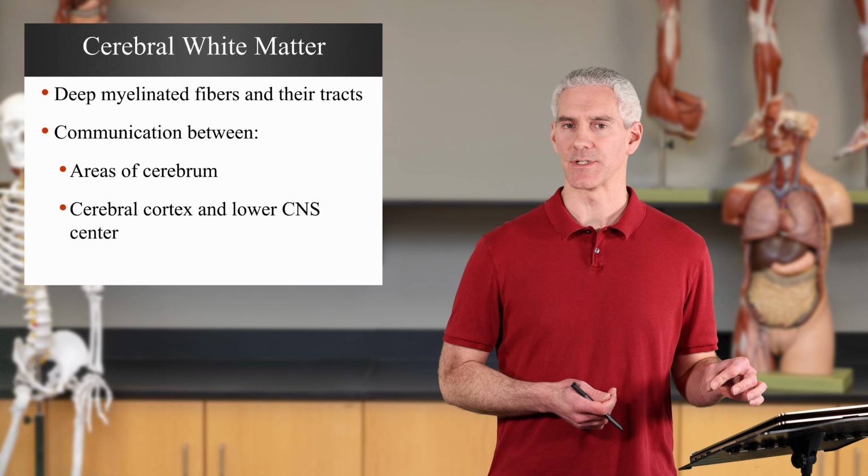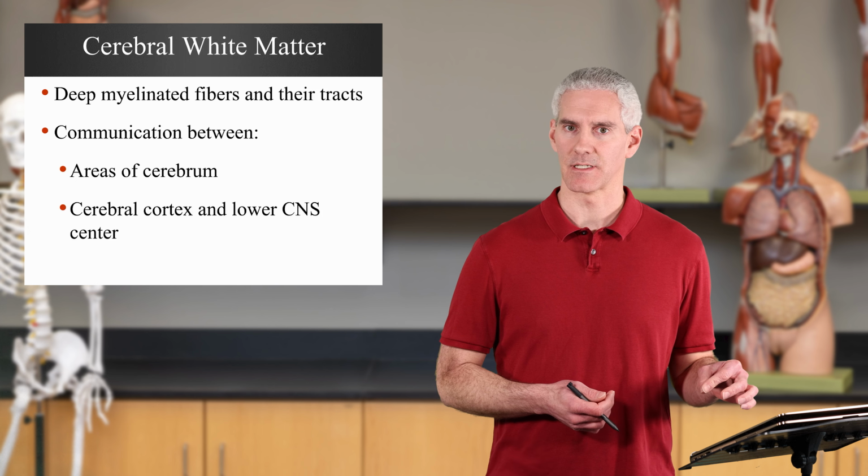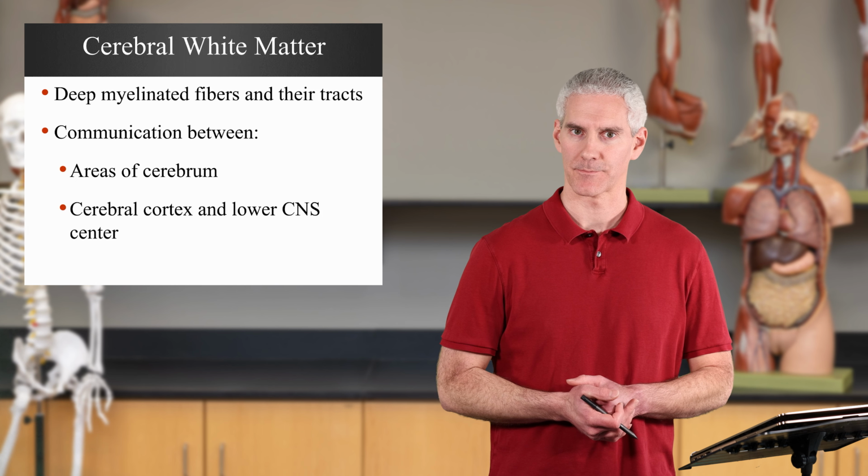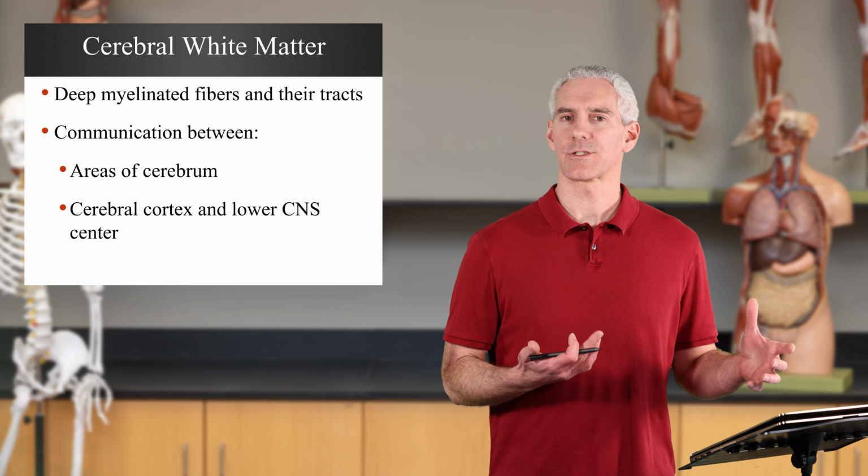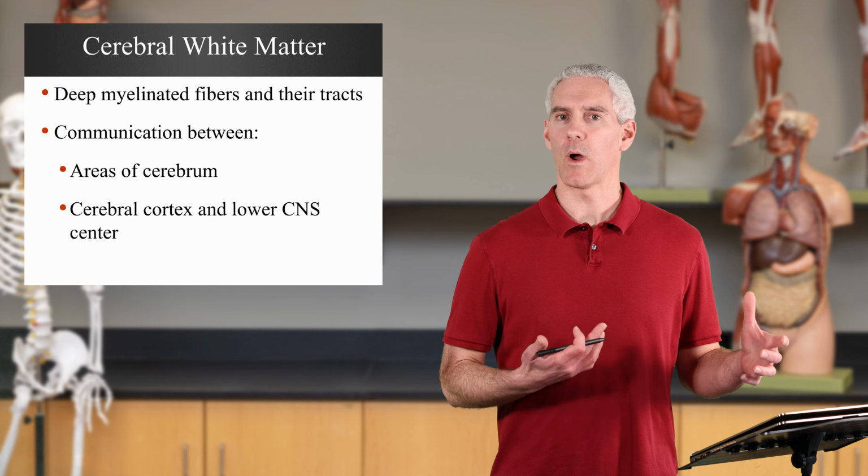If we start looking at the cerebral white matter, we're looking at more myelinated neurons compared to unmyelinated neurons. This is going to be all the different tracts that are myelinated inside of the brain. It's allowing communication between different areas of the cerebrum, as well as the central nervous system up and down the spinal cord. So all this cerebral white matter is running throughout the brain, but in different directions, different patterns.